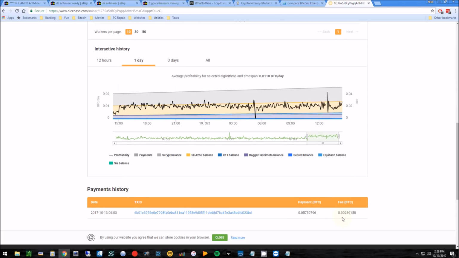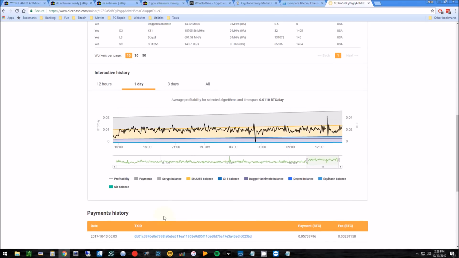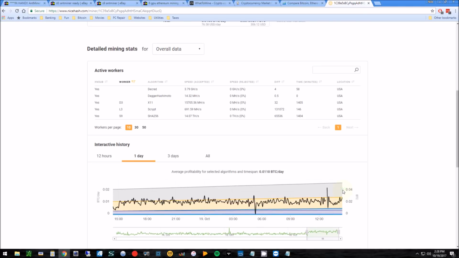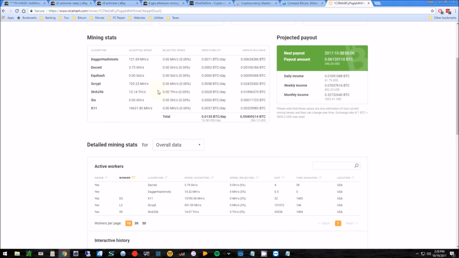But I just prefer to keep it in Bitcoin, and then I do have some altcoins, but I just trade those later. I do all my mining and receive Bitcoin. All right, so that is pretty much what I use, and what pool you should use.